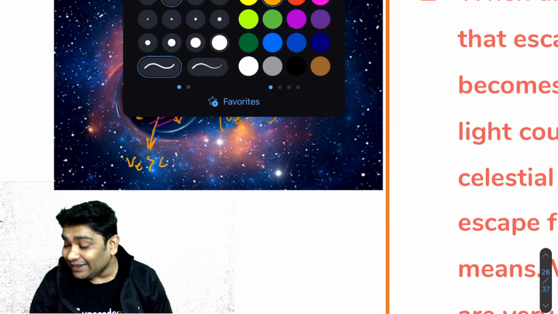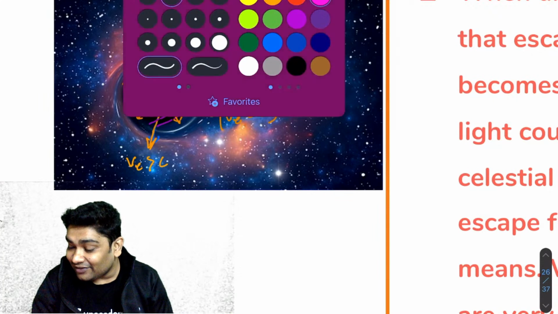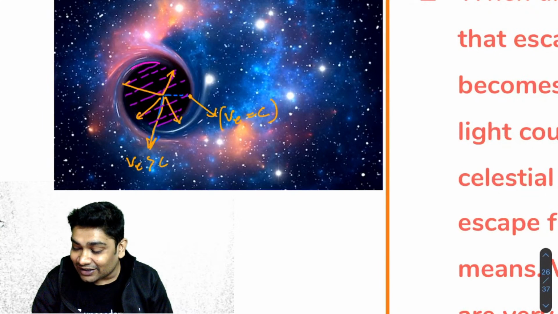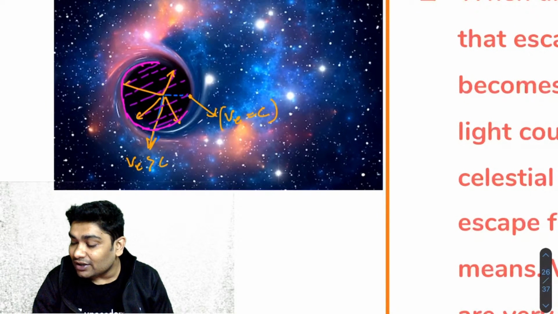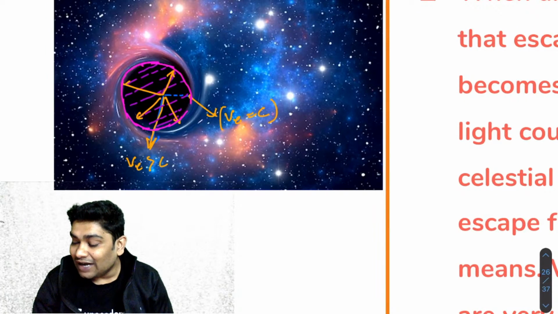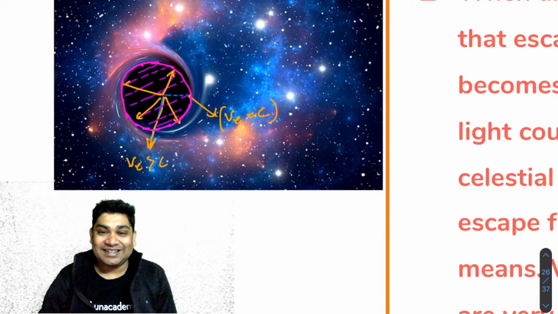So if anything ever enters this entire region, then that cannot ever escape. Light can never escape the moment it enters this region. Okay, that is why you see spheres as black holes.